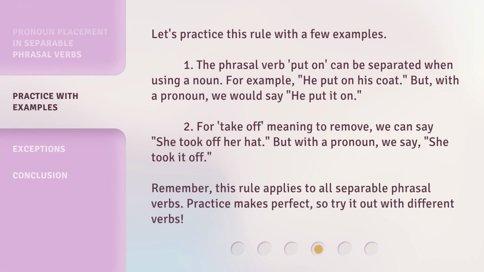Let's practice this rule with a few examples. 1. The phrasal verb put on can be separated when using a noun. For example, he put on his coat. But with a pronoun, we would say, he put it on.